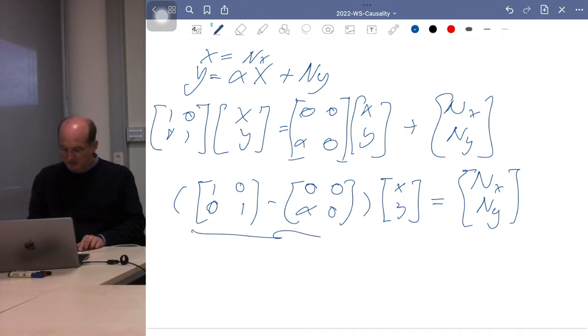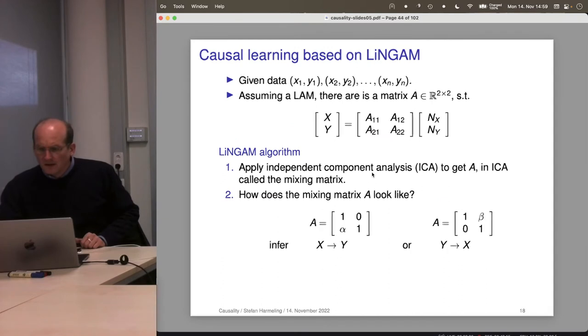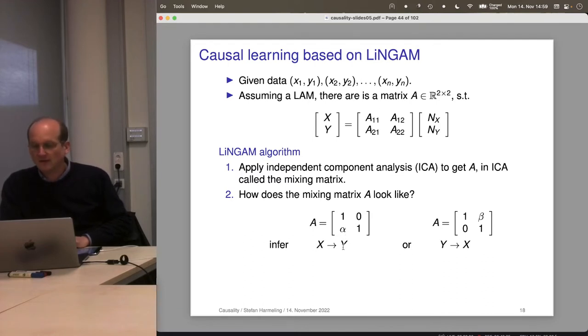Okay, and this now, that is the matrix that we've seen on the slide. I show you on the slide. So that is exactly the matrix that we have. And the curious thing is, by looking at the location of the alpha, I either have that x is the source and y is the effect, or the other way around if I have a beta on the other side.